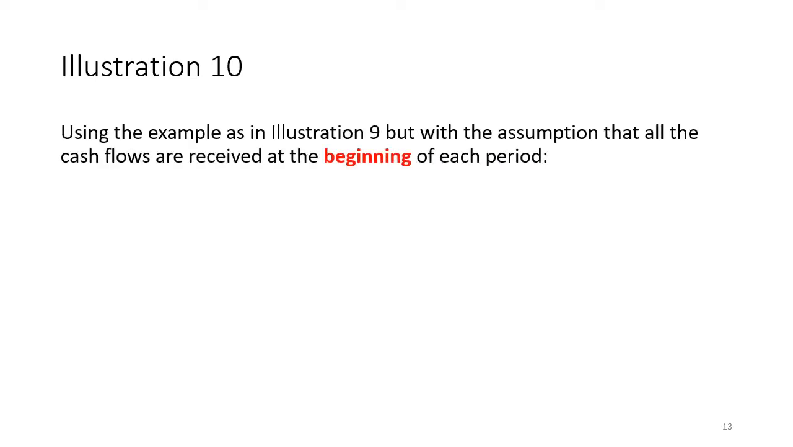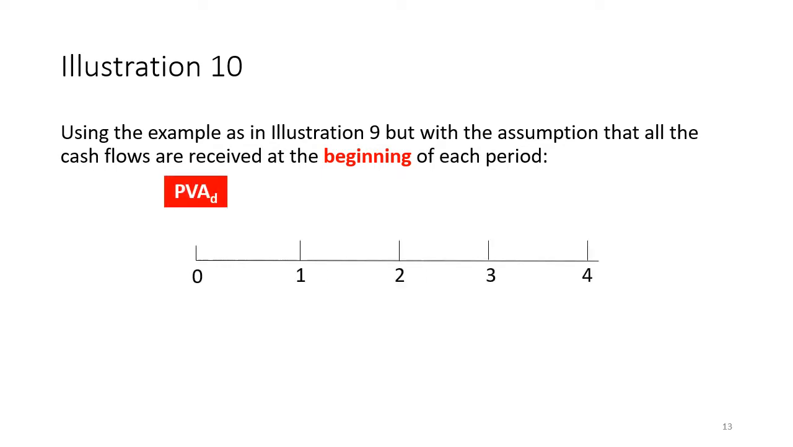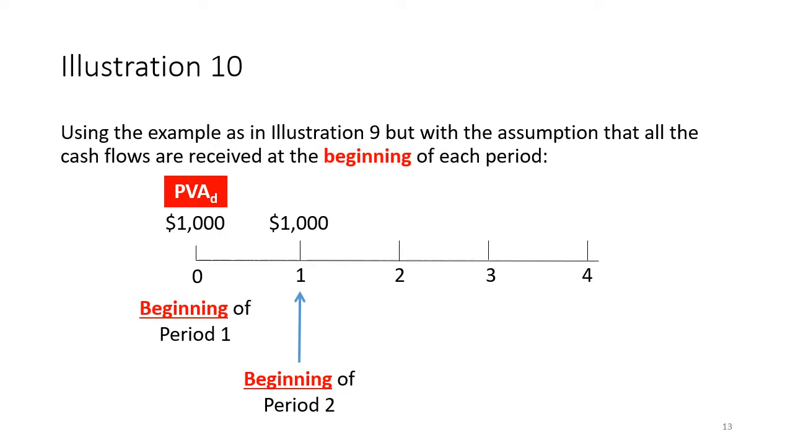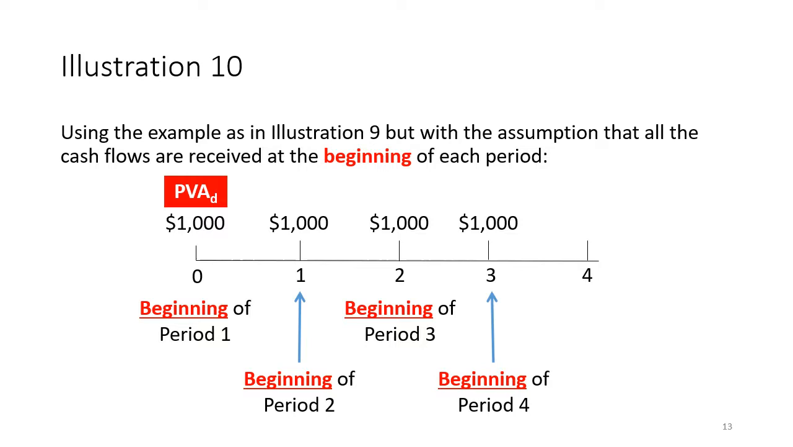Illustration 10. Using the example as in illustration 9, but with the assumption that all cash flows are received at the beginning of each period. I stress again, it's at the beginning. Let's draw a timeline here. We're finding PVA. The beginning of period 1 is at 0, so you have cash flow at the beginning of period 1. Next, the beginning of period 2, beginning of period 3, and beginning of period 4.